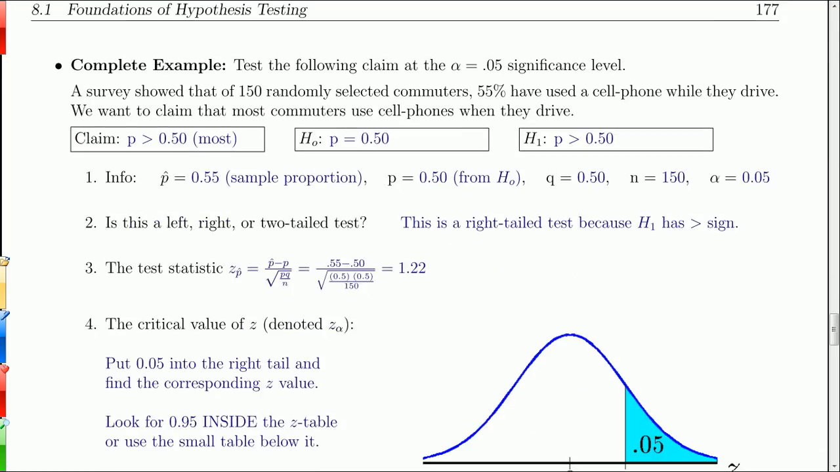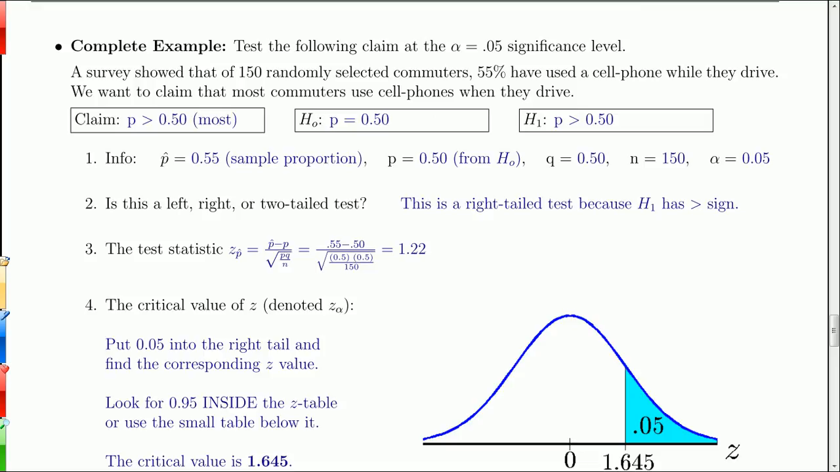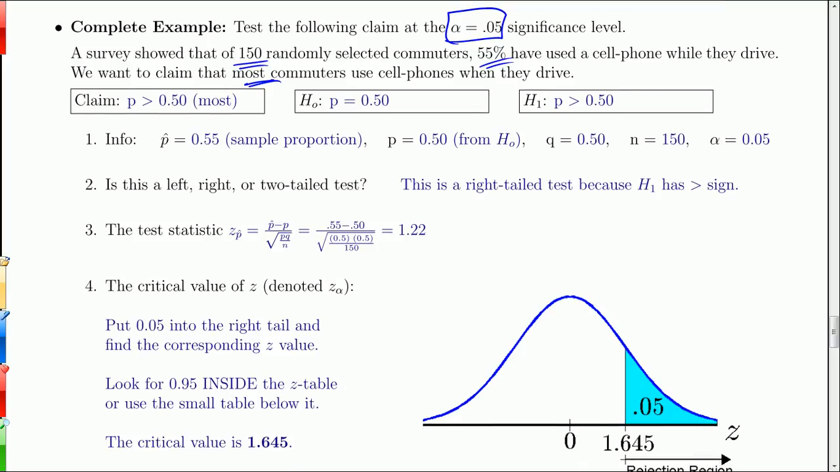So here's a complete example. We will test the following claim at the 0.05 significance level. This is that first example. A survey showed that of 150 randomly selected commuters, 55% have used a cell phone while they drive. We want to claim that most commuters use cell phones when they drive. So the claim, we've already gone through this process a little bit. The claim is that P, the proportion of all commuters who use cell phones when they drive, is greater than 0.5, more than half. The null gets the equal to sign. The alternate supports the claim because it can.